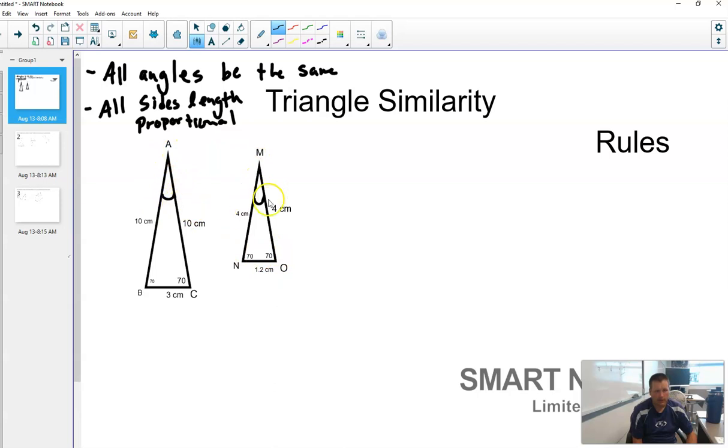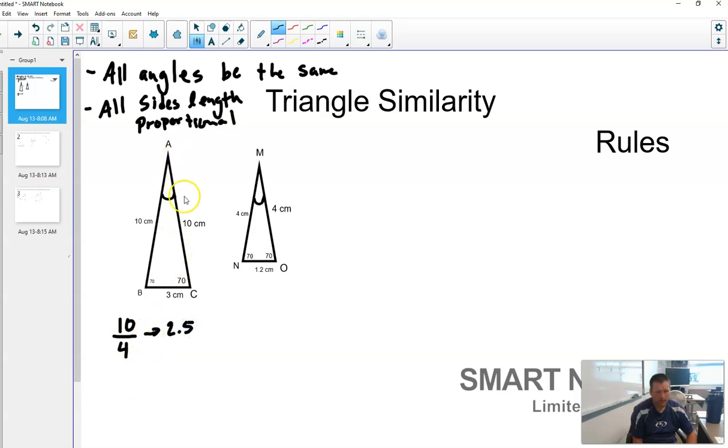This little line here means they're the exact same. I don't know what the angle is. Well, it's actually going to be 40, but this little mark tells me they're the same. So it checks off the first thing. And then the second thing is that all sides have to be proportional. To check that, I need this side A to B, and then its corresponding side, which is 4. I'm going to divide those. That's going to give me 2.5.